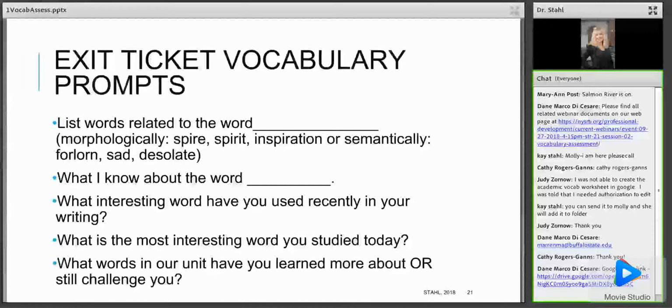Or what interesting word have you used recently in your writing? What is the most interesting word you studied today, or what words in our unit have you learned more about or still challenge you? So these are all some great exit tickets.